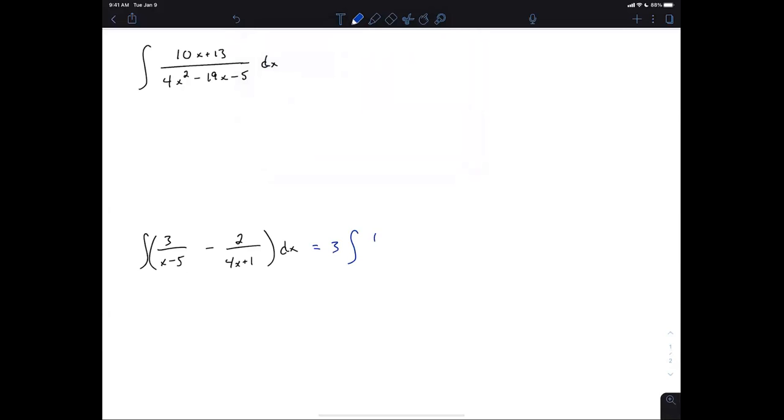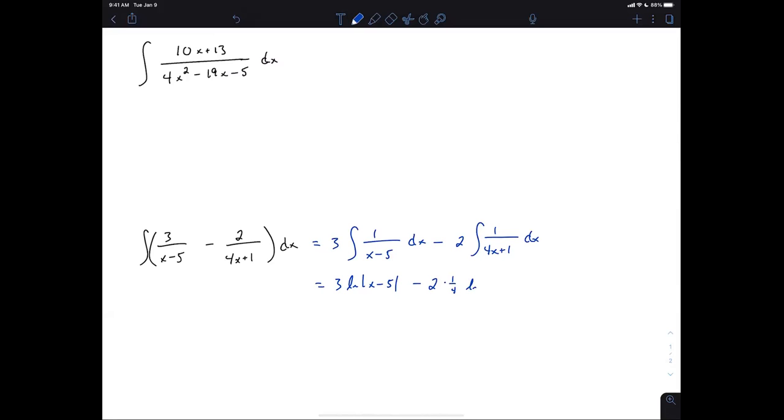So you can split it up like this. In both cases, u is the bottom. On the first one, du is just 1 dx, which means we get 3 log absolute value of x minus 5. On the second one, u again is the bottom, so du is 4 dx, which means we need a 1/4 outside. So we get 2 times 1/4 log absolute value of 4x plus 1, plus c. Then you can simplify that and you get 3 log absolute value of x minus 5 minus 1/2 log absolute value of 4x plus 1 plus c, and that's the answer.